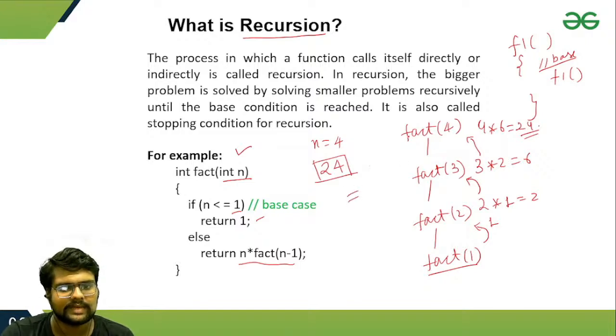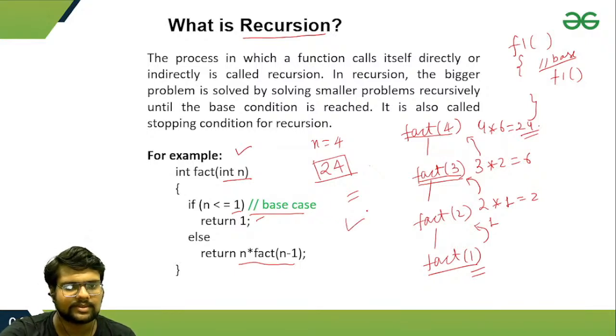In this, we have a problem of size 4, and we are trying to reduce it into a problem of size 3, which is smaller than 4. We keep doing this until the base condition is reached. So this is about recursion. Let's do some GATE questions on this.